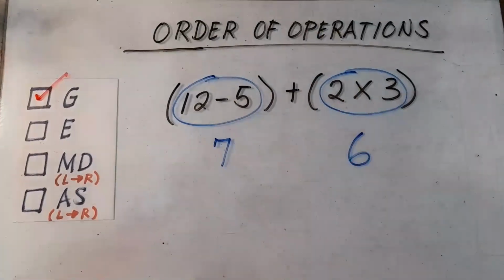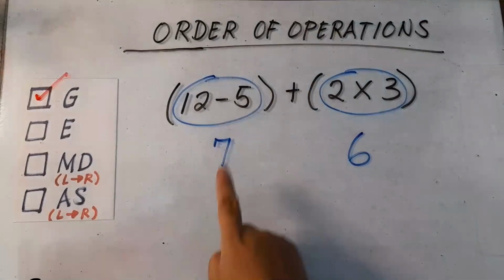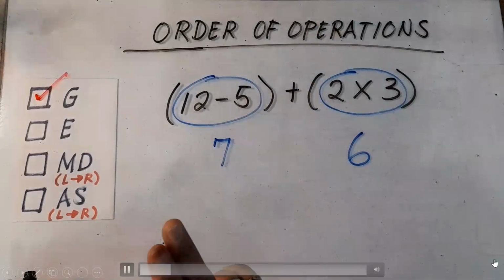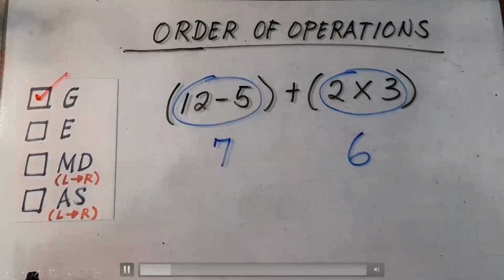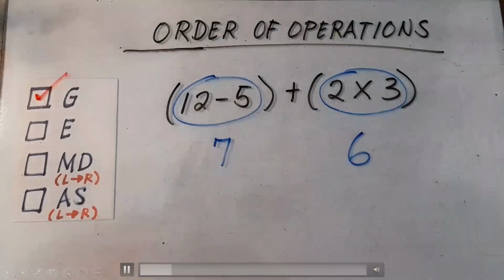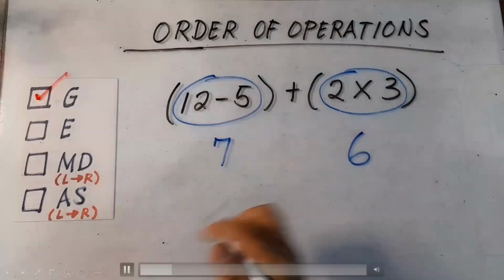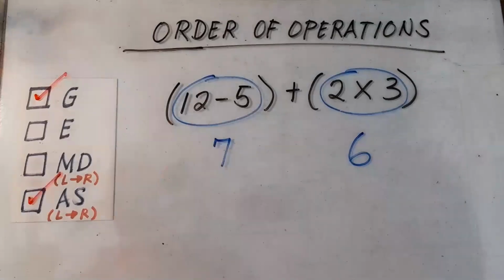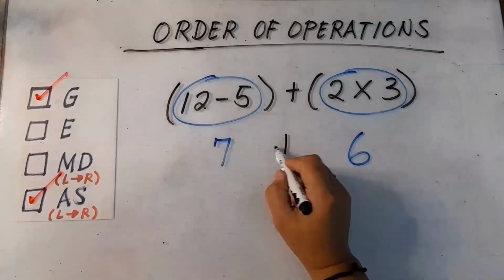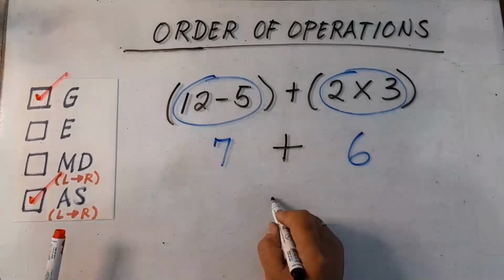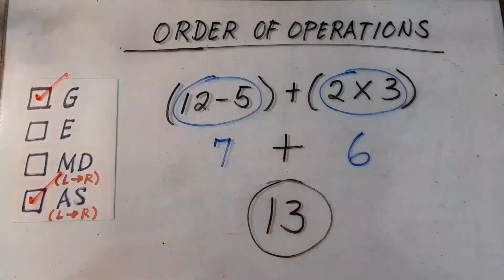Okay? So, as you can see, sinabay natin na computin yung dalawang grouping symbols natin or yung dalawa nating grouped operation. Okay? And what do we do here? We need to add kasi meron tayong addition. So, we'll have 7 plus 6. And what is 7 plus 6? That would be 13. Ito yung ating sagot.